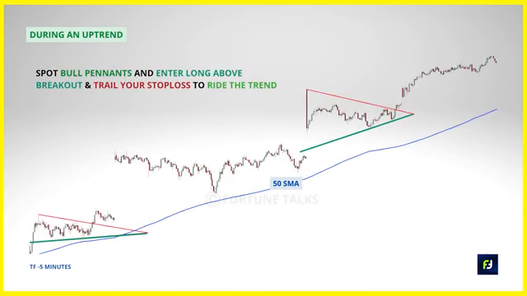And if a bull pennant pattern is spotted, then you can look to take a long entry above the breakout candle. And since we don't know how long the trend lasts, you can even use the 50 moving average as your trailing stop loss, and we would exit only when the price crosses below the 50 moving average. So here, not only do we use the 50 moving average to filter trends, but we can also use it to book our profits.